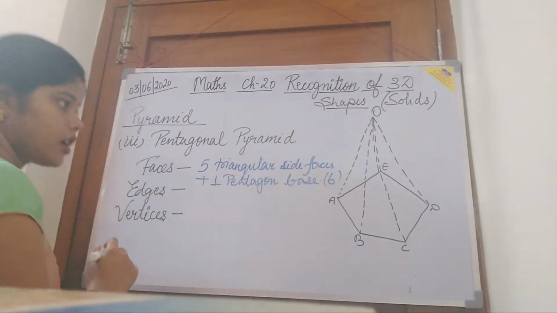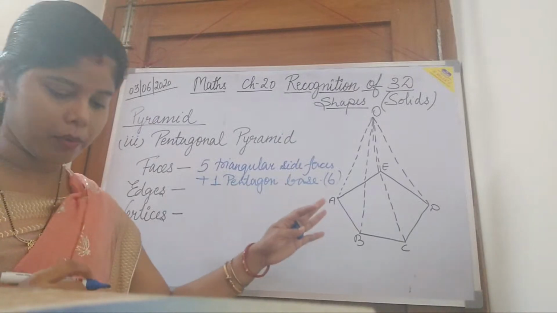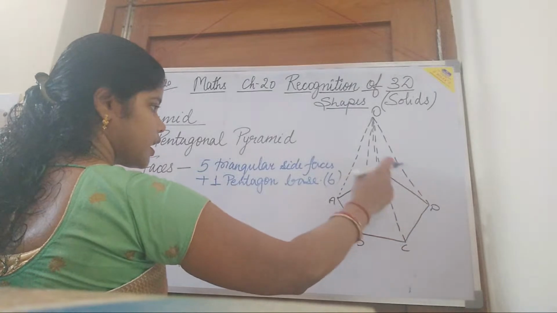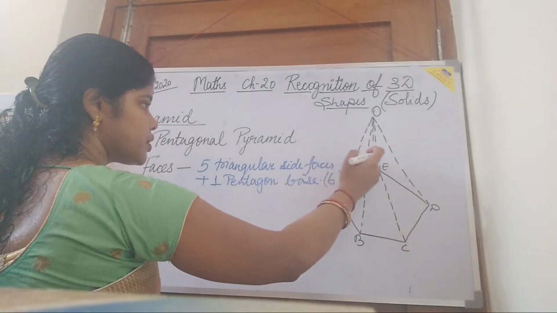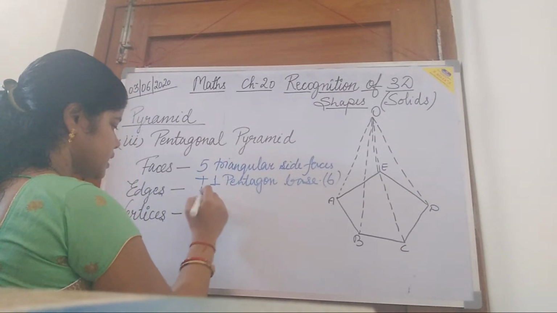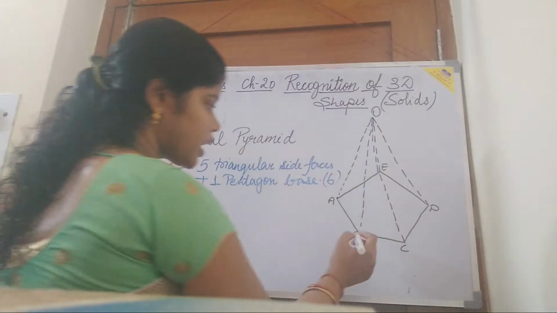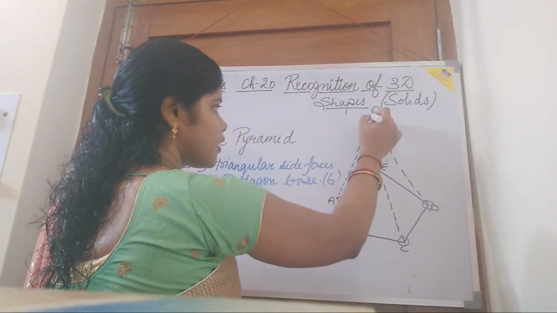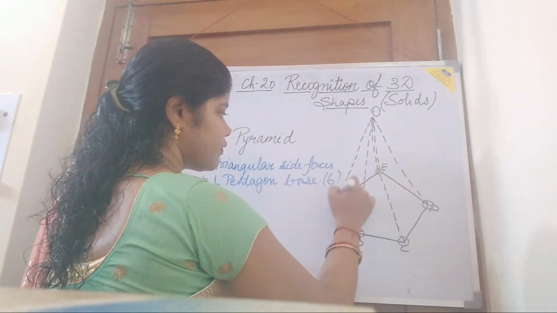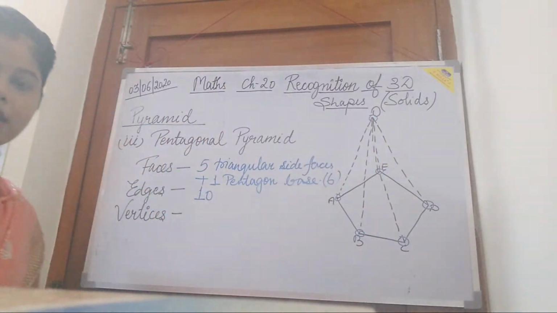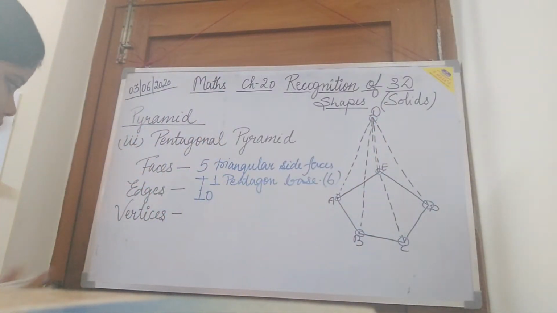Edges, just count edges. How many edges does it have? 10. 5 of this pentagon and 1, 2, 3, 4, 5. It means how many edges? 10. Vertices, count the corners. 1, 2, 3, 4, 5 and the common vertex 6. So how many vertices? 6.